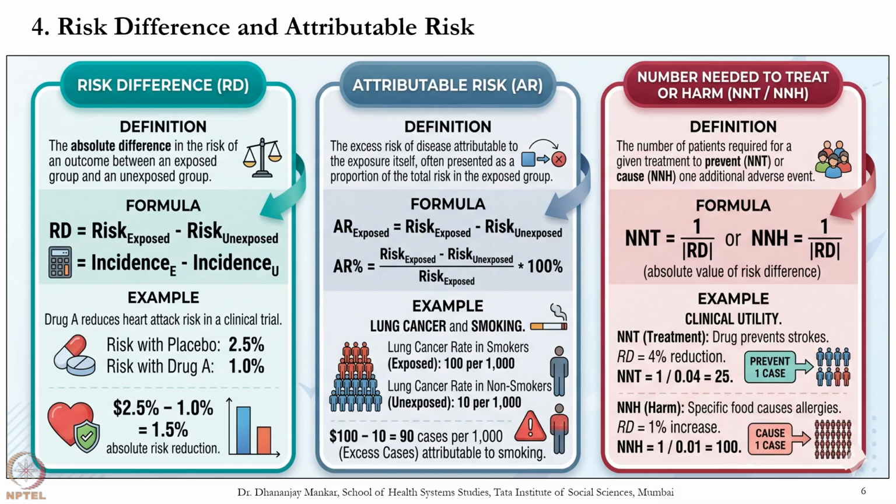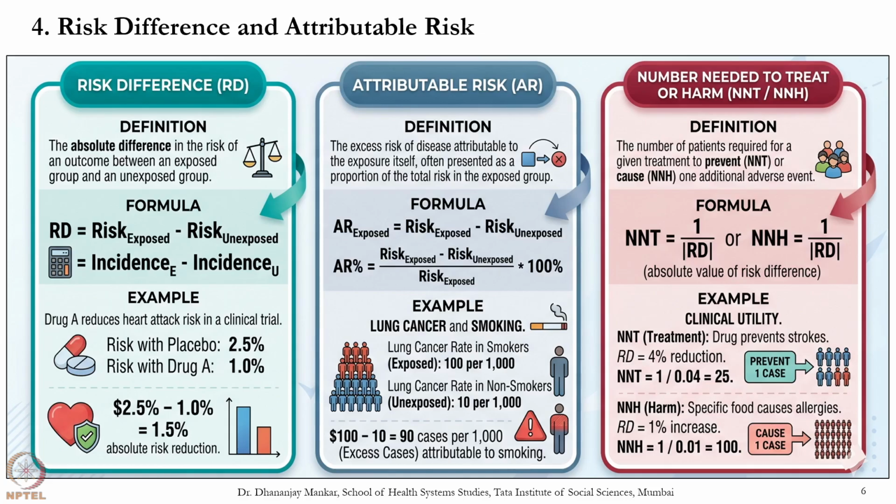Then comes the number needed to treat or harm, where you can say it is the number of patients required for a given treatment to prevent, that is NNT, or to cause, that is NNH, one additional adverse event. So NNT is equal to 1 divided by RD, and NNH is also 1 divided by RD. You can say NNT is, for example, a treatment preventing strokes, and NNH is, for example, a specific food causing allergy. So this is very important to give you the clinical utility.